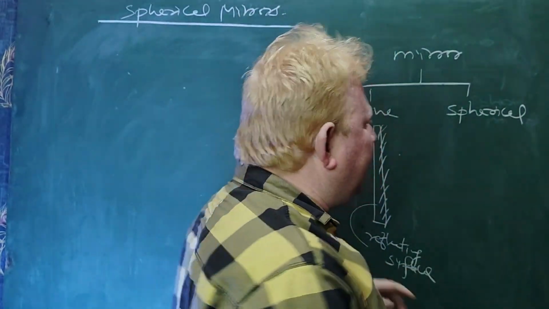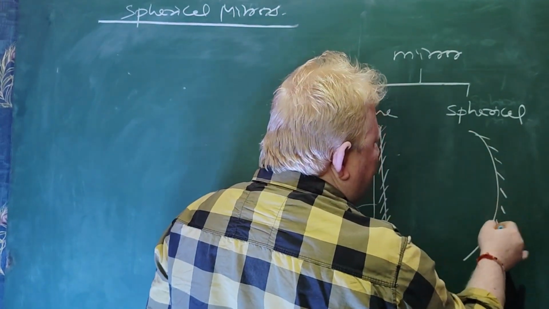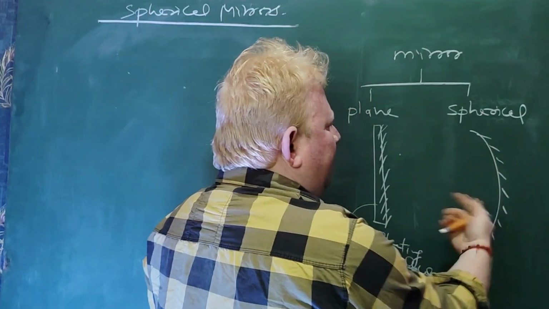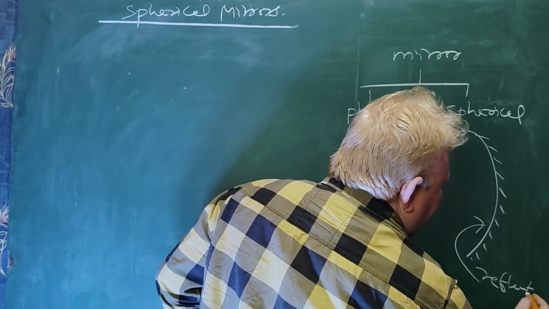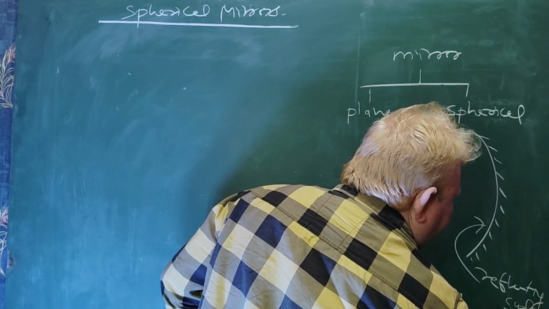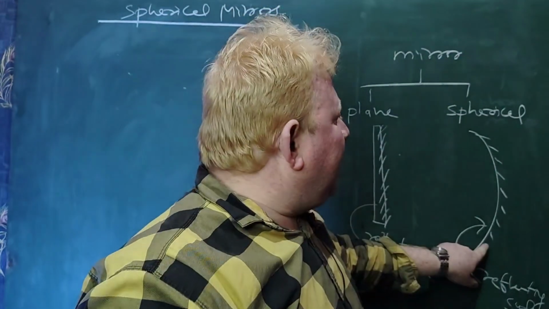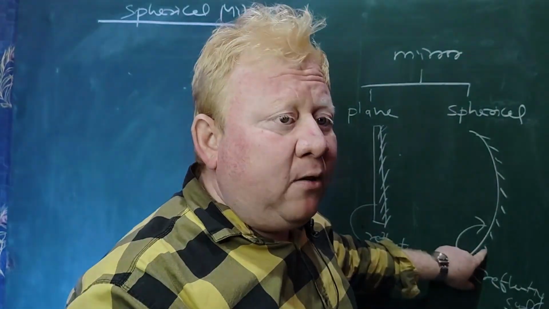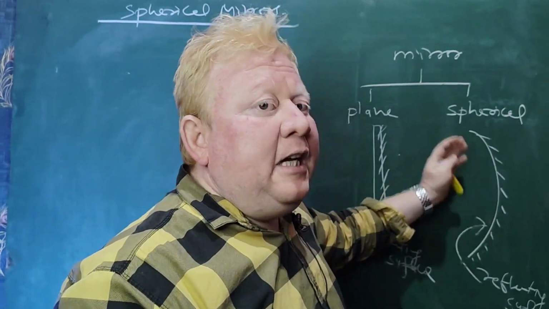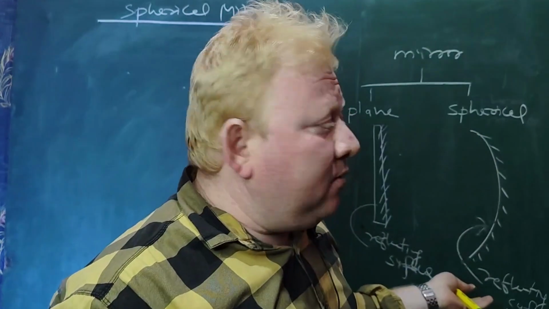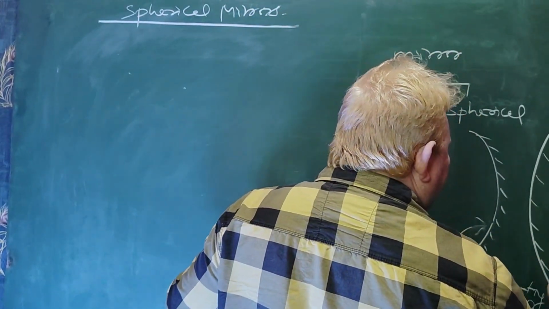Imagine a mirror whose reflecting surface is like this, and outside is polished, and from inside it is the reflecting surface. So this is a spherical mirror. Now a spherical mirror might be concave, might be convex. Why? Because if we are taking a reflecting surface inward, it might be outward also. So two types of spherical mirrors are there.